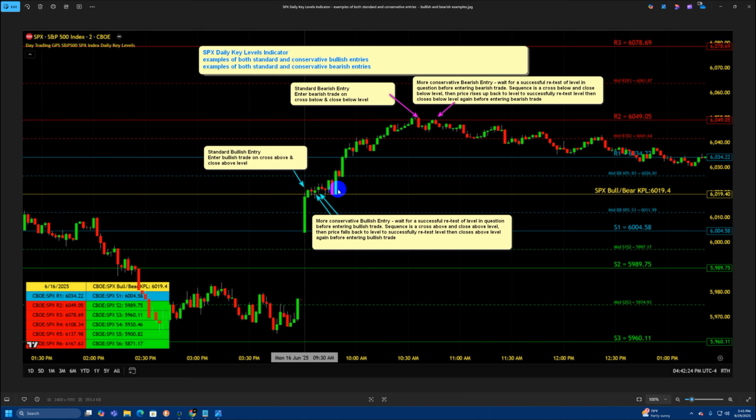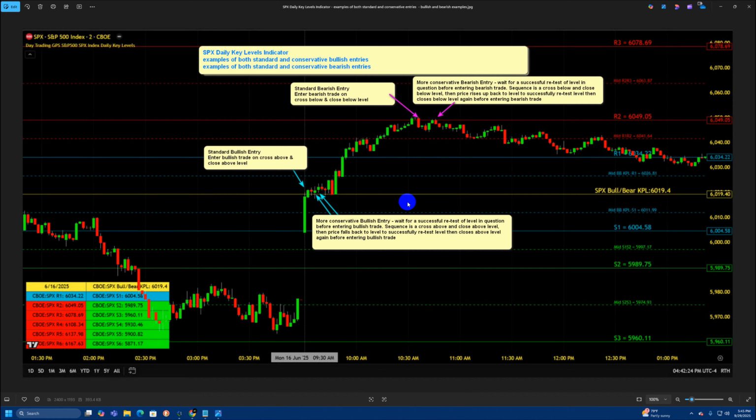Now, just to clarify, the stop loss on either one of these entries, whether you took the standard bullish entry or the more conservative retest required bullish entry, your standard stop loss is the first midpoint level below the level in question you're taking the entry from. In this sequence, this is taken from the bull bear KPL, so your standard stop loss is the first midpoint level below the bull bear KPL, so that is this level here.